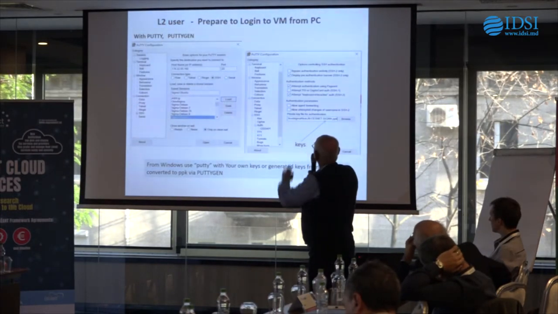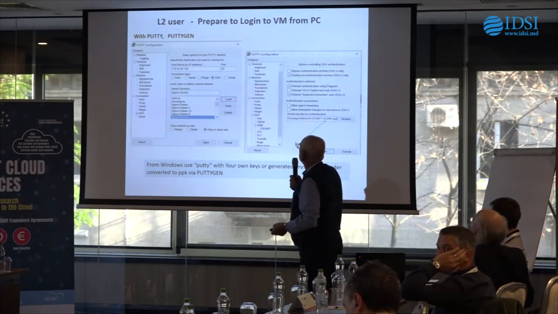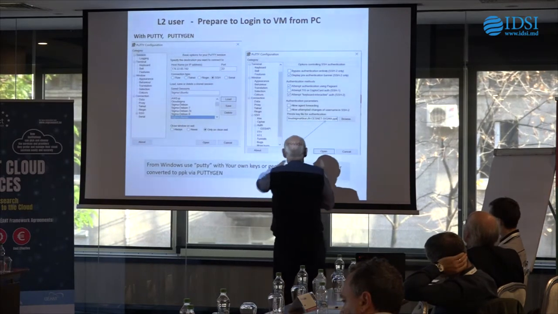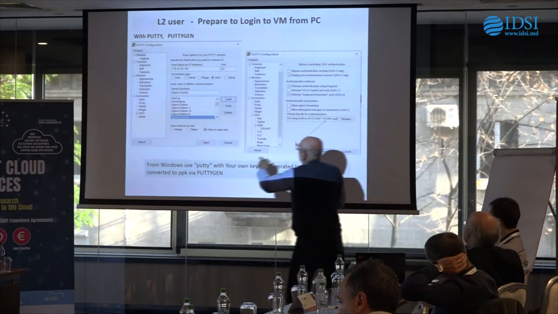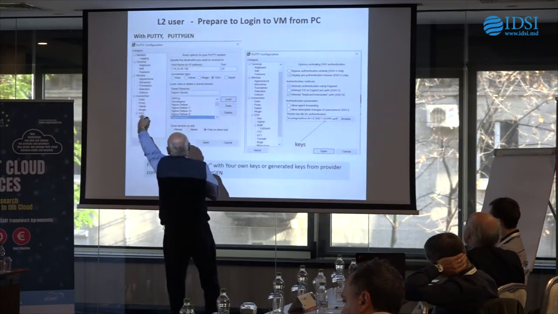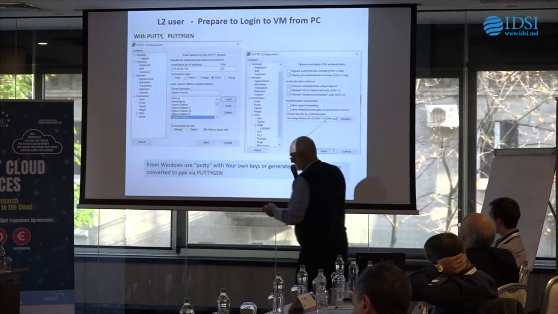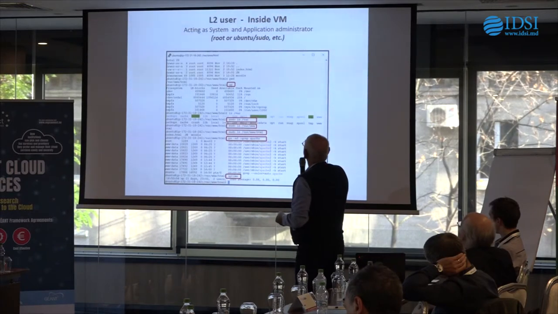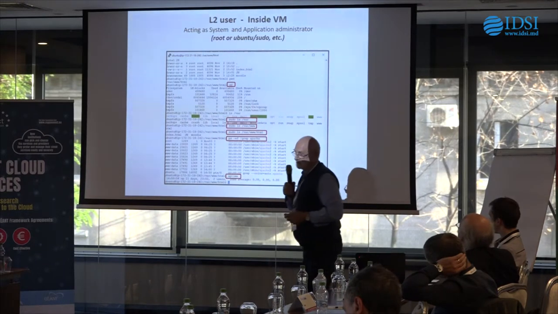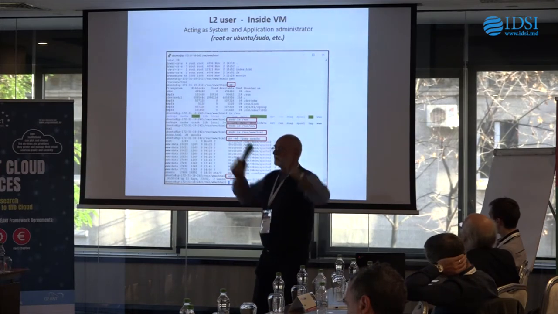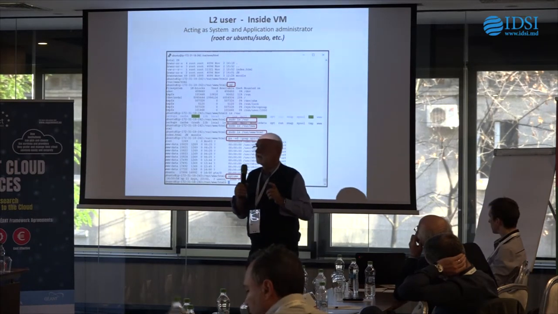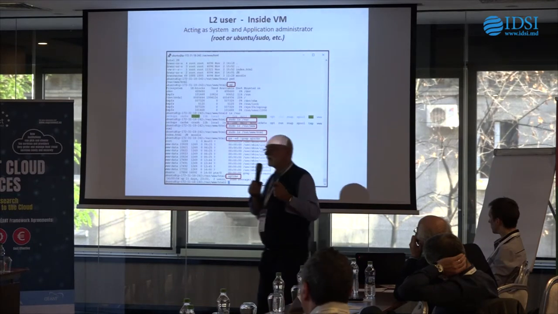How to prepare, for example, this PuTTY? You select the IP address of your cloud and a port. You can select your keys and store them into the SSH. Okay, and after that you just open communication with the VM. And at that moment I am talking about a level 2 user. Level 1 user was the architect who created the virtual machine or infrastructure for you. A level 2 user can be anybody whom the cloud architect defines as responsible for running this machine.